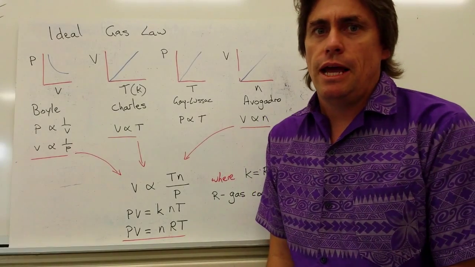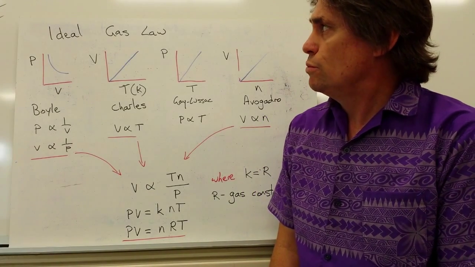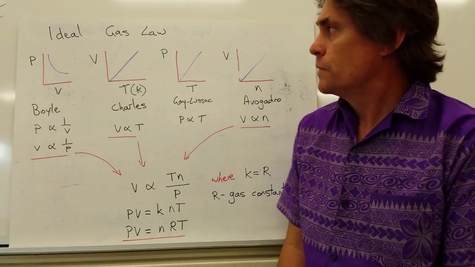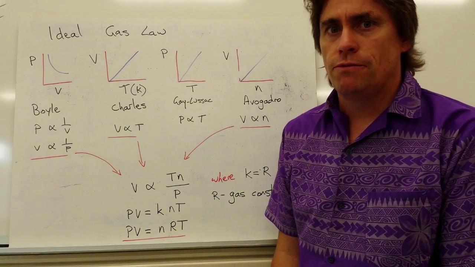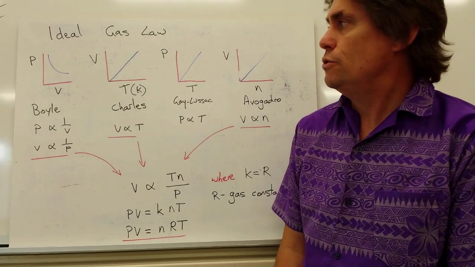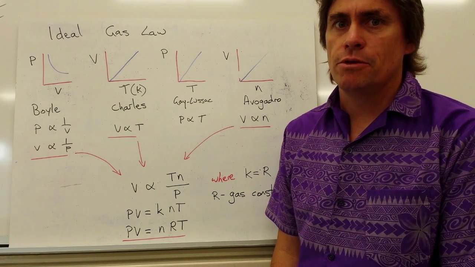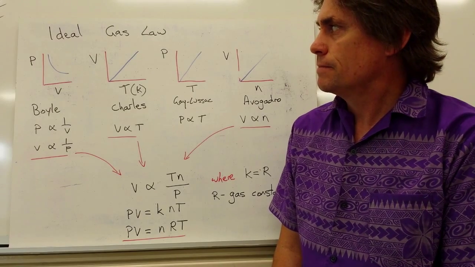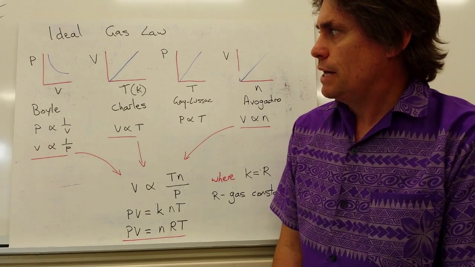Okay, let's have a look at how we derive and use what's called the ideal gas law. We've already seen that we can measure four things with gases. We can measure pressure, temperature, volume, and the mass or the number of particles of that gas. So we set up four different relationships.